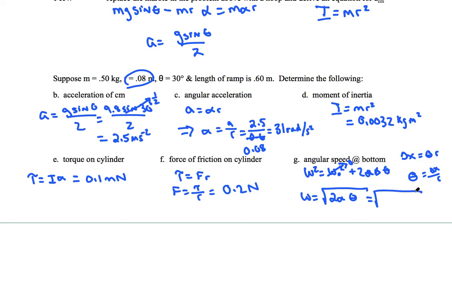So this is radical 2 alpha delta x over r. If I plug in those numbers, you should end up getting a speed of 22 rad per second. So that's a quick one.